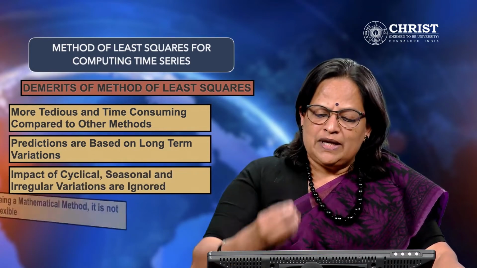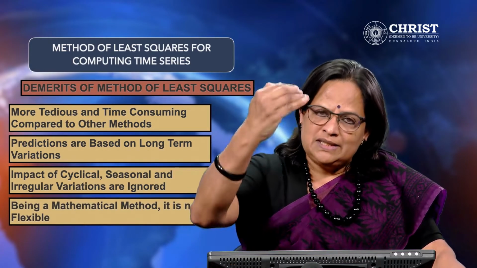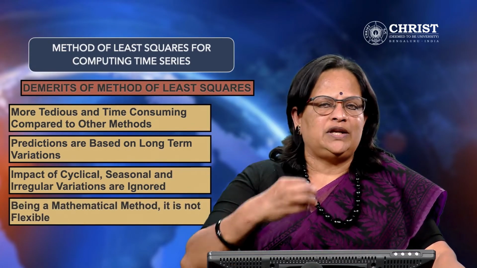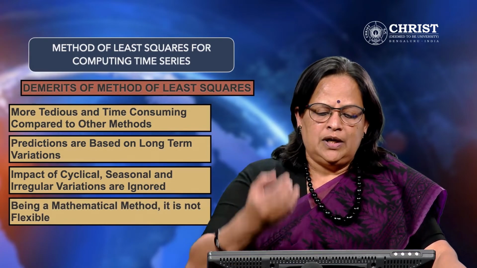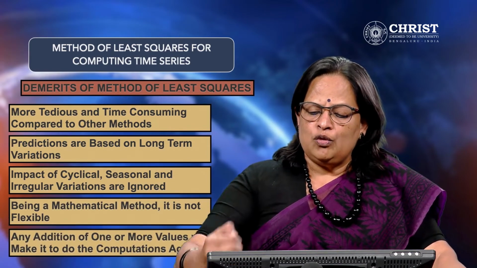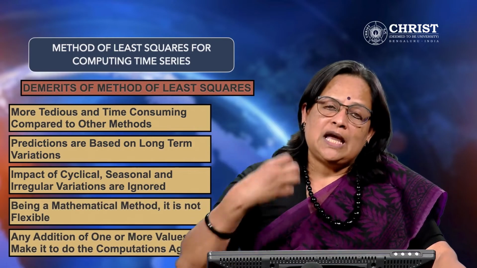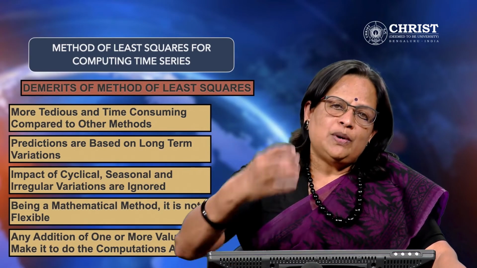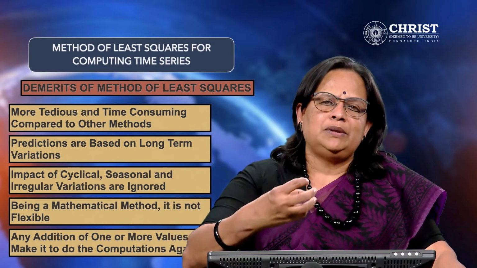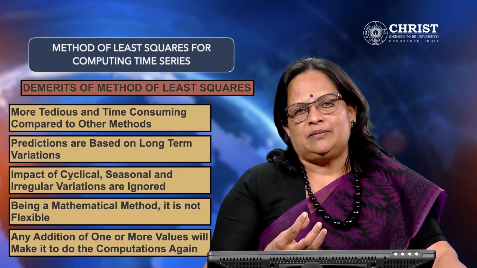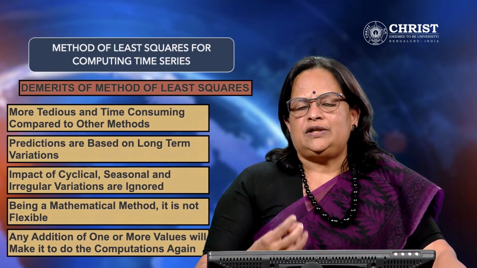This mathematical method is not flexible. There's a standard procedure, we have to follow that. We cannot make changes in the method. Any addition of one or more values will make us do the calculations again. If you want to add 2 more years, then you have to start from the beginning and do the complete calculation. So these are the demerits of the method of least squares.